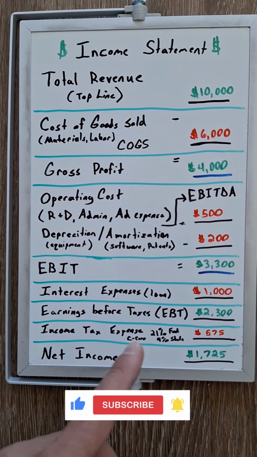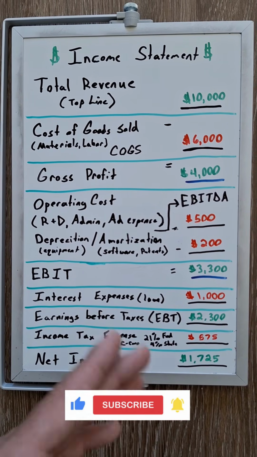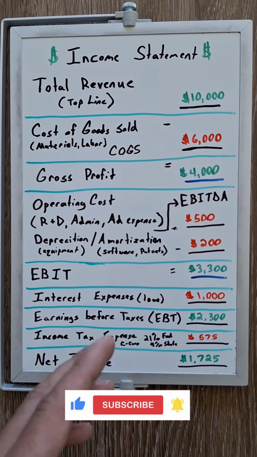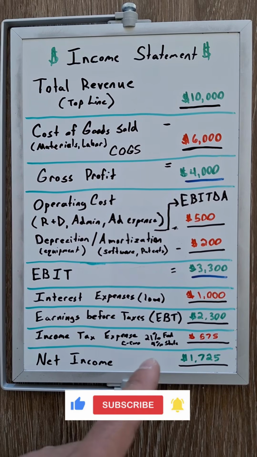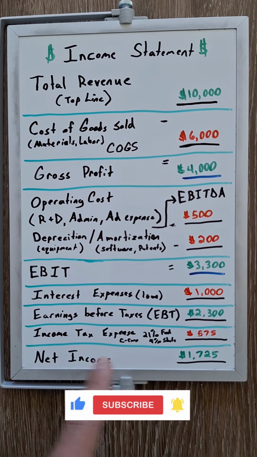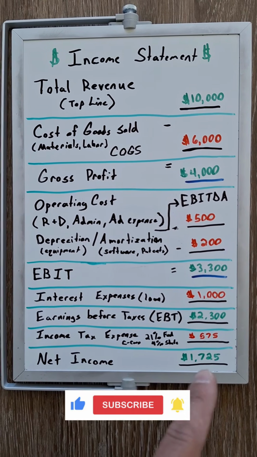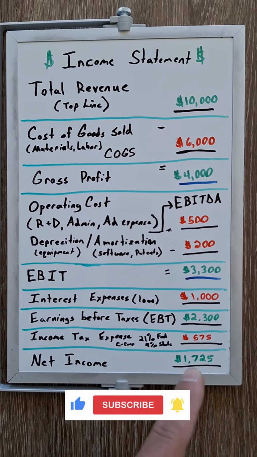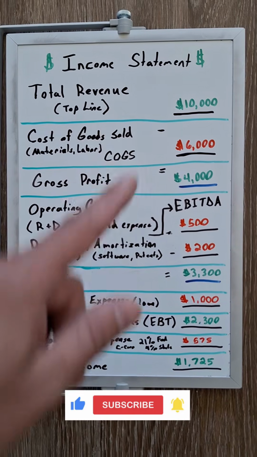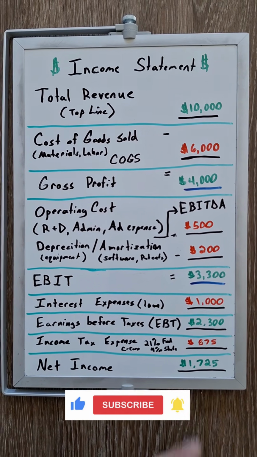If you have a C Corp, that's usually a flat rate of 21% federal tax, and then the state could range at various percentages. Let's just say it was 4%. So this would be 25% out of that. You subtract that, and that gives you your actual net income. So this is how much money you actually took home if you were the business owner of this company. Out of every $10,000 you make, you only get to take home $1,725.